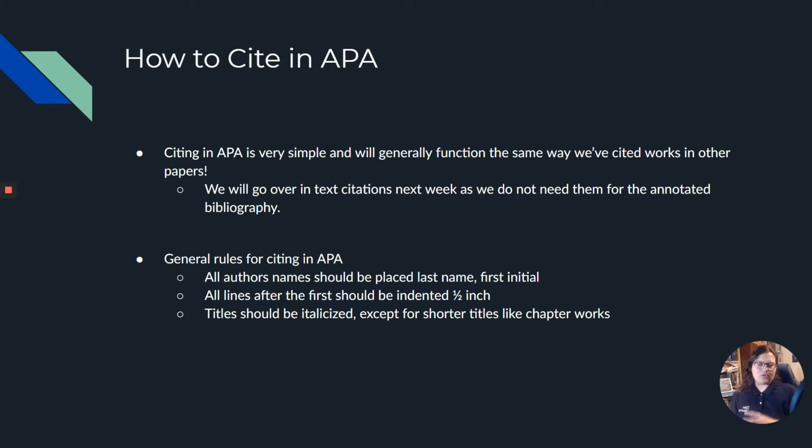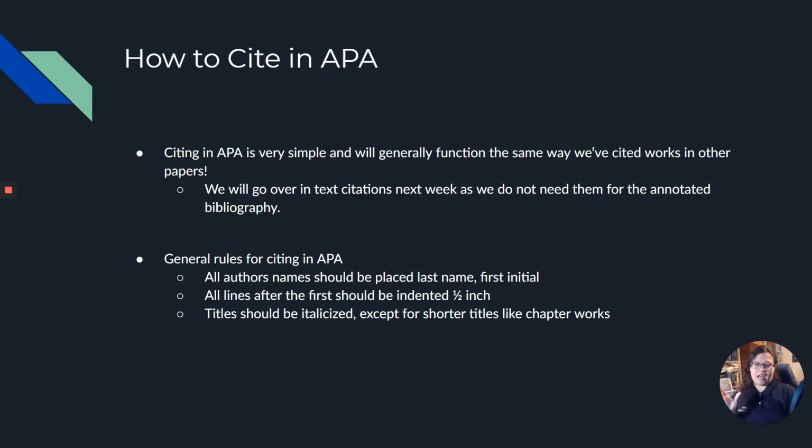Now, general rules for citing in APA. All authors should be placed last name, first initial. You don't have to include first names in citations. Last name, first initial, or last name, first initial, second middle initial, works wonders.